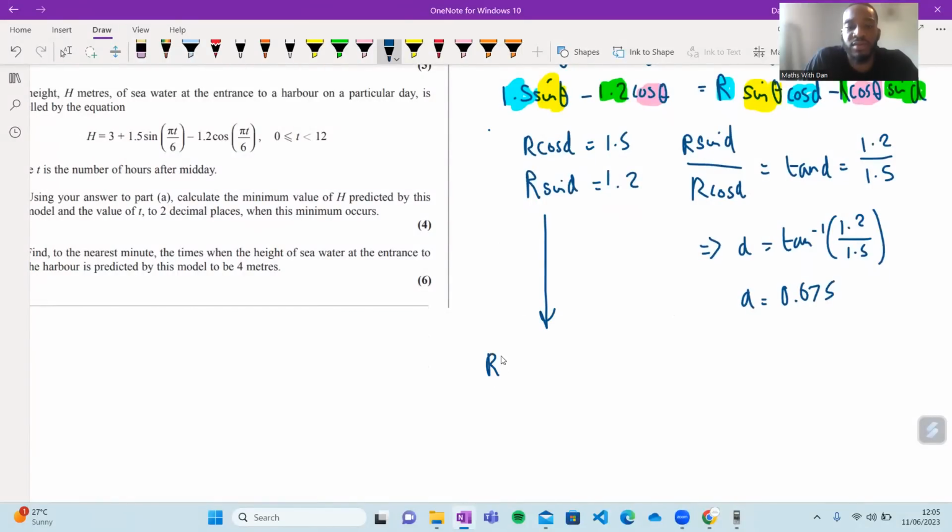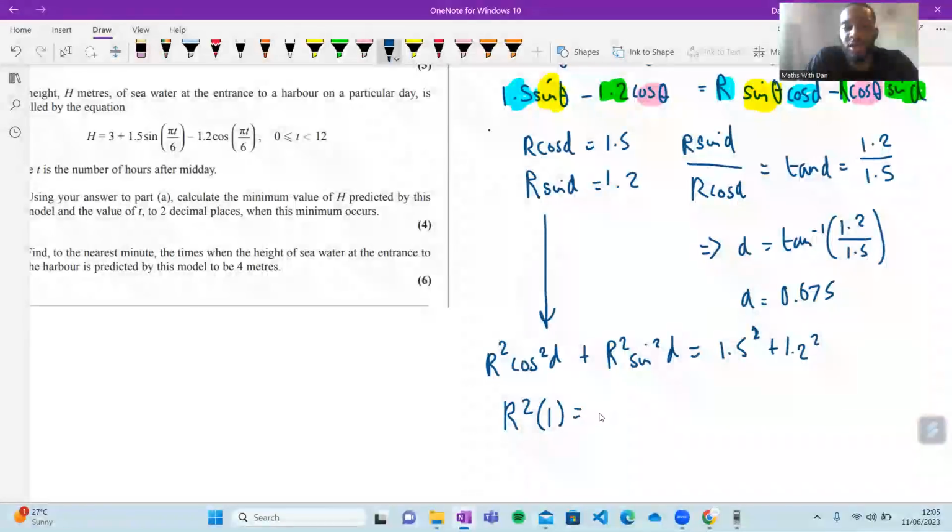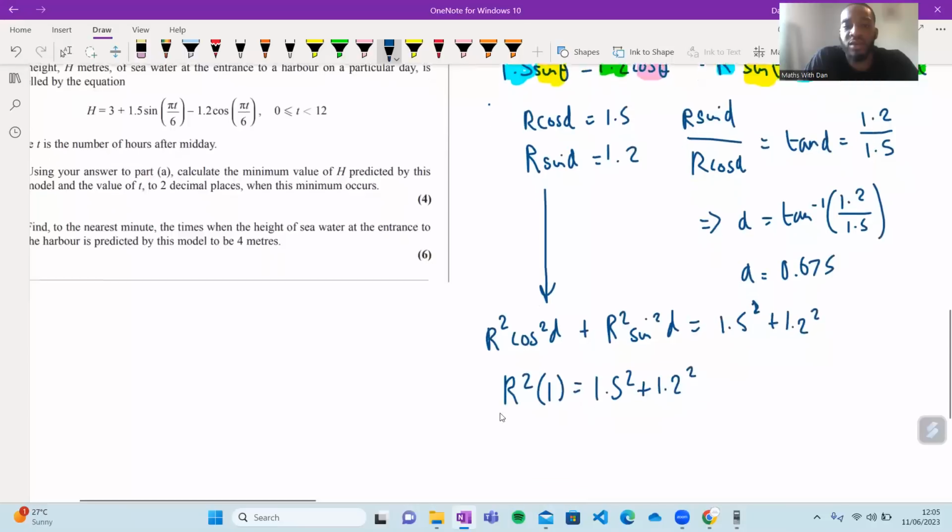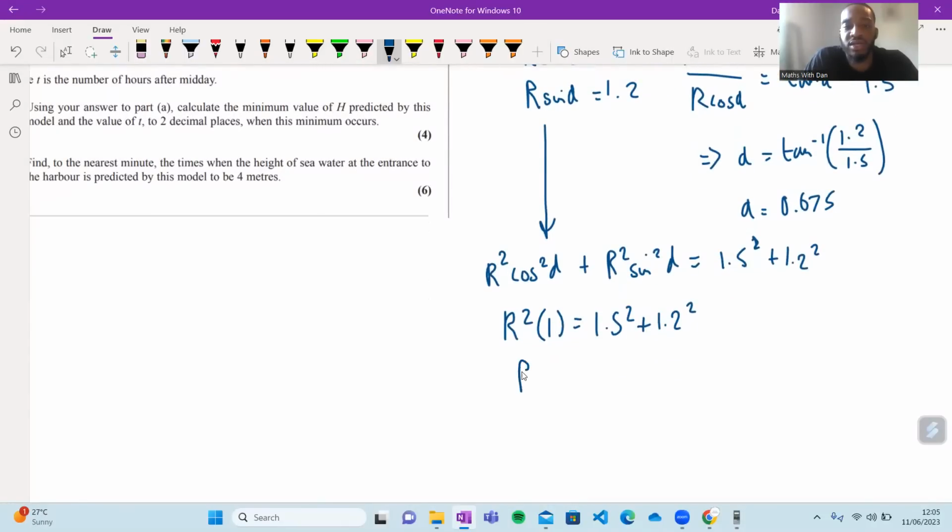Now to get R, well, we just use the Pythagorean identity, don't we? We're going to square this one, R squared cos squared alpha. And then we're going to square this one and add them, R squared sine squared alpha. And then this must be equal to 1.5 squared plus 1.2 squared. Now we take out the R squared. This gives us cos squared plus sine squared, which you know is 1. So we have 1.5 squared plus 1.2 squared, and that's just R squared. So R will just be equal to the square root of that, wouldn't it?